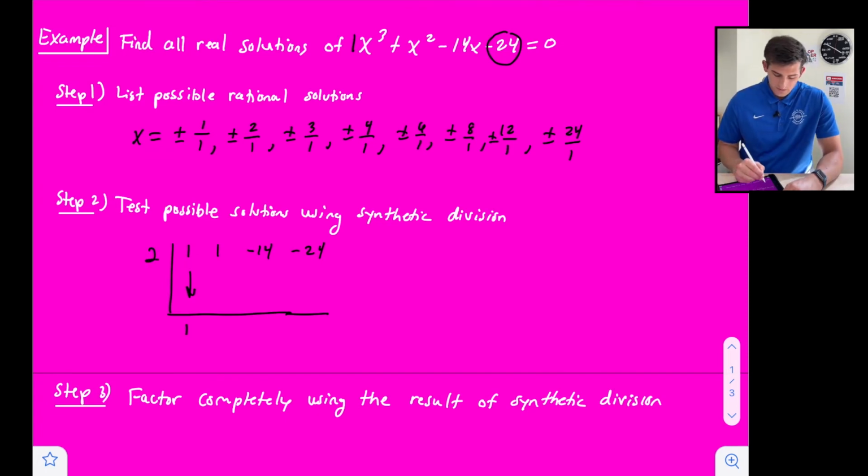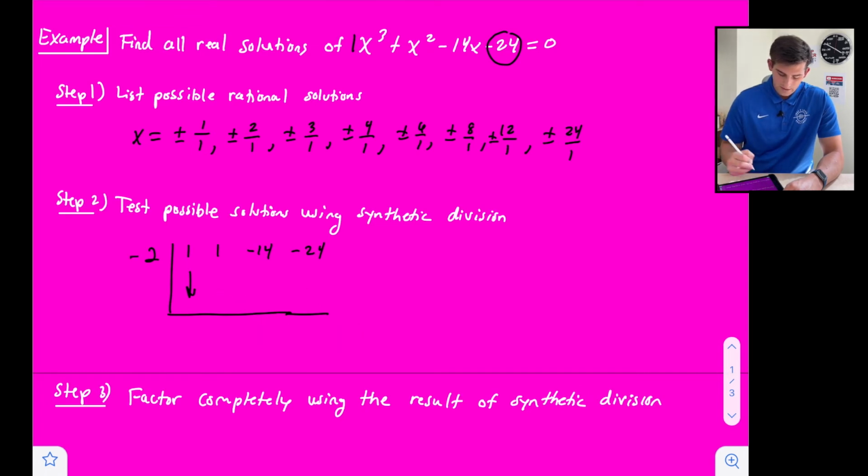Okay, so now 2 times 1 is 2, 1 plus 2 is 3, 3 times 2 is 6. Negative 14 plus 6 would give us a negative 8. And then 2 times negative 8 would give us a negative 16. So now when we add here, we're going to get negative 40. So once again, does not equal 0. Okay, so now how about negative 2?